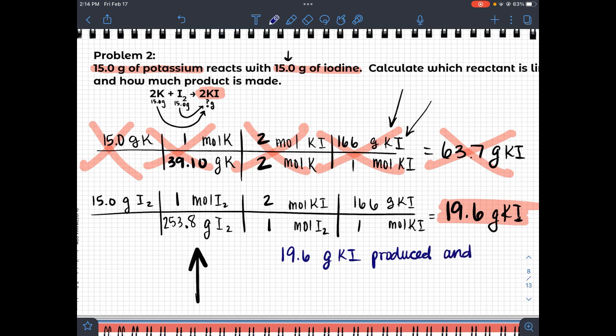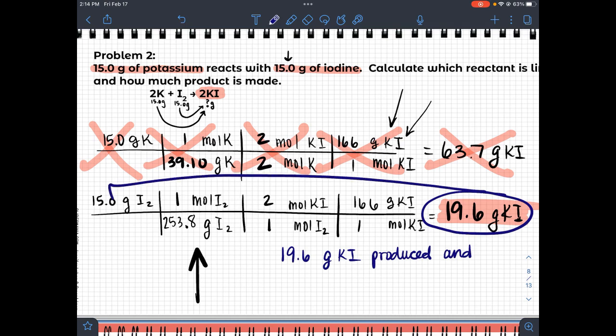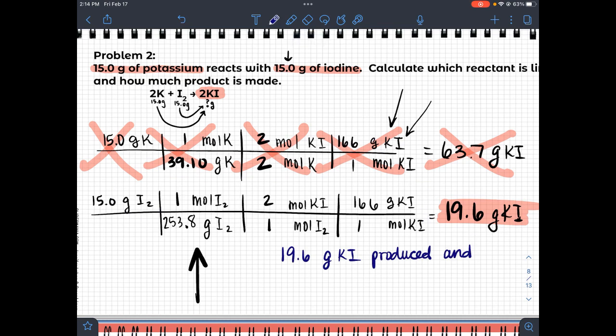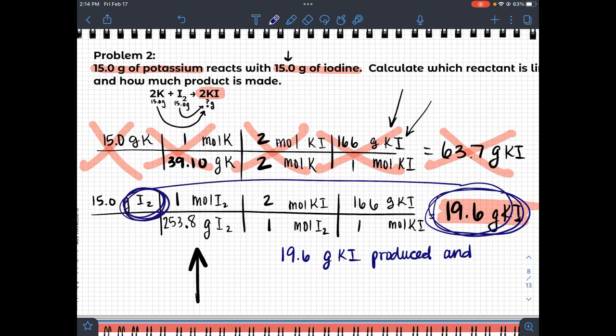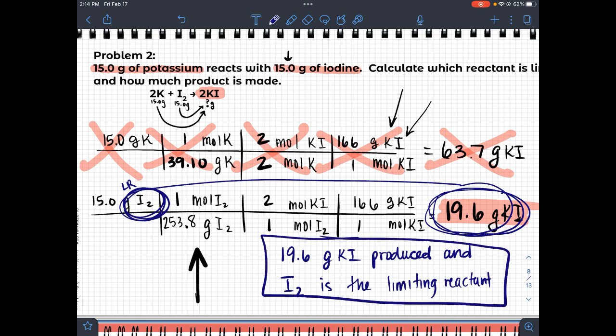And what was our limiting reactant? Well, whatever chemical we started with for our smaller answer was our limiting reactant. I'm going to draw that again. Watch this if you missed it. Whatever our smaller answer was, the one that we started with was our limiting reactant. I like to label it LR sometimes. So I can say that I2 is the limiting reactant. So there is my answer.